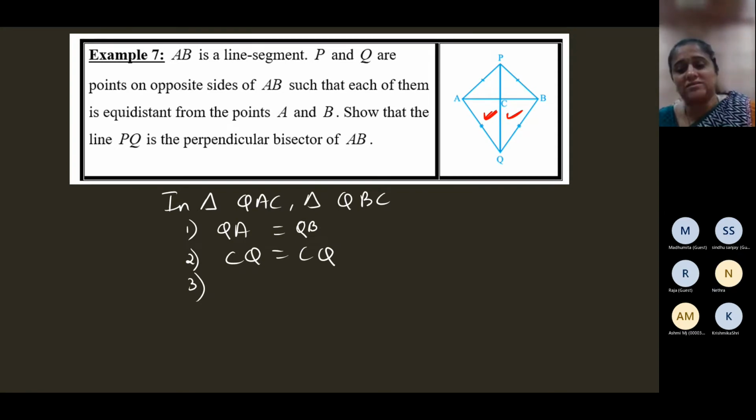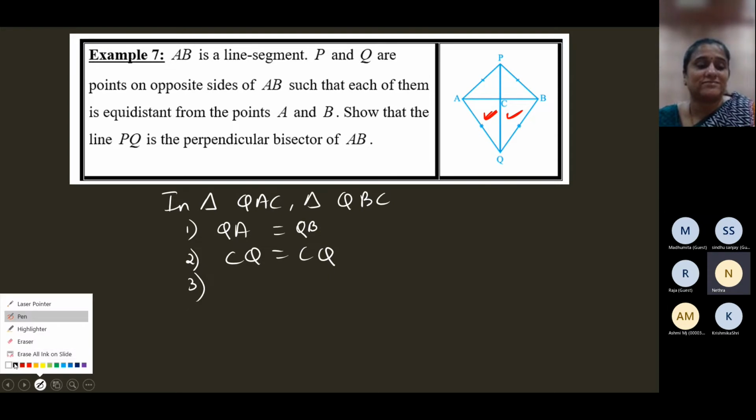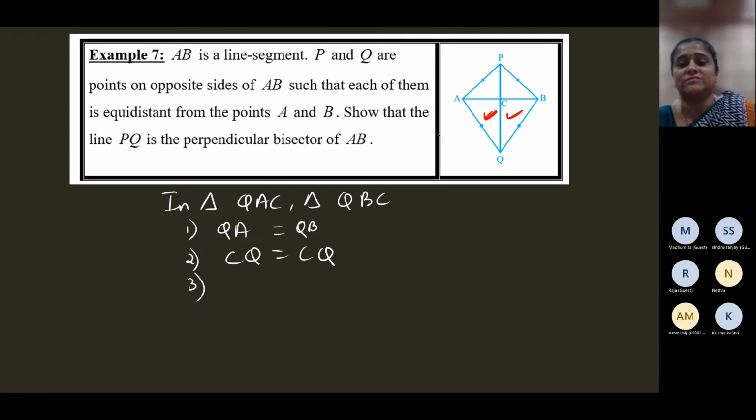Very good. Was that Netra? Yes, ma'am. How do you know that QAC is equal to QBC? Ma'am, angles opposite to equal sides are equal. Correct. All of you agree with Netra? Yes. In triangle QAB, QA is equal to QB is given. So this angle is equal to this angle. Angles opposite to equal sides are equal. Let's call it 1 and 2. Angle 1 is equal to angle 2.